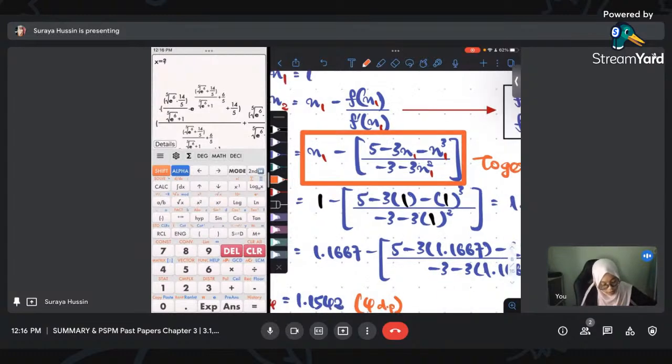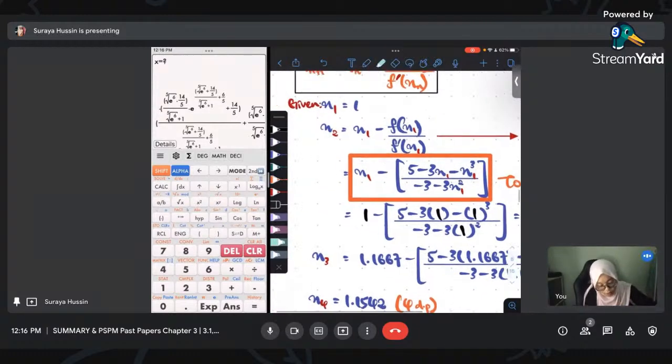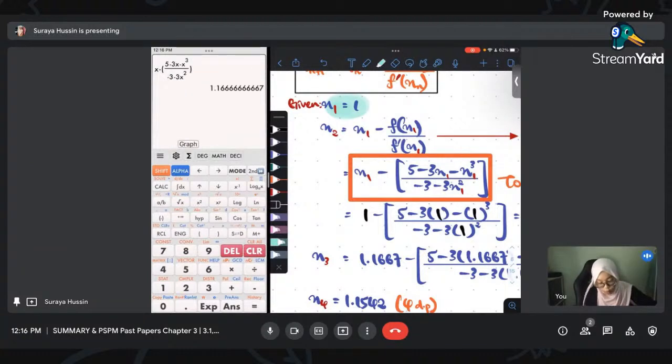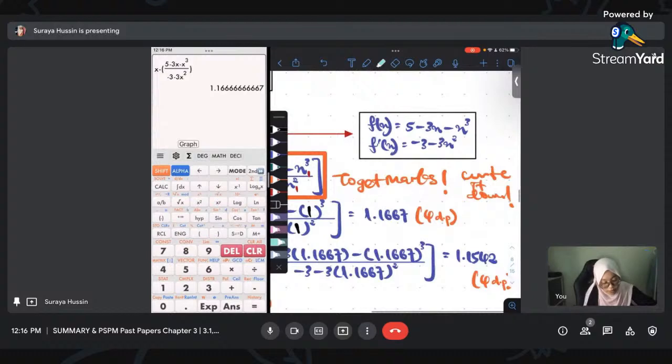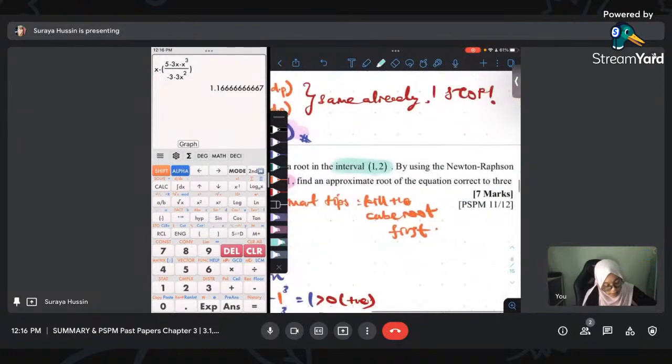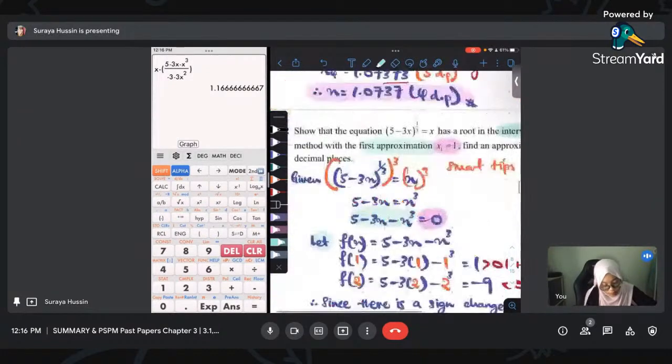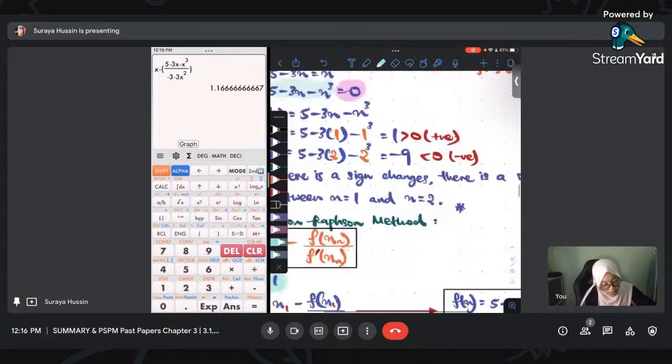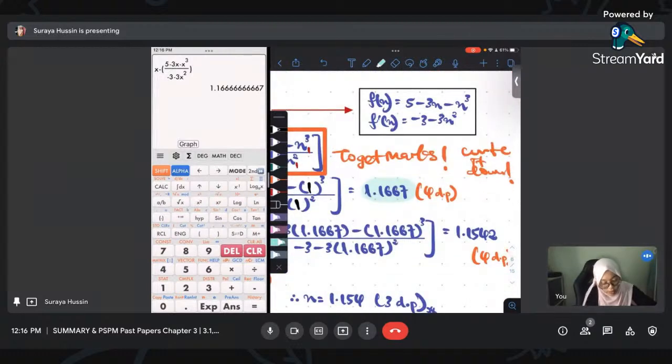And then, what is your first approximation? First approximation is number 1. Put 1, and then you will get 1.16667. The thing is, I only write a little. Why? Because the question asks how many decimal places? Correct to 3 decimal places only. If it asks for 3, I should put 4 here. In our solution, we add only 1 extra decimal place. So no need to write long. One extra decimal is enough.